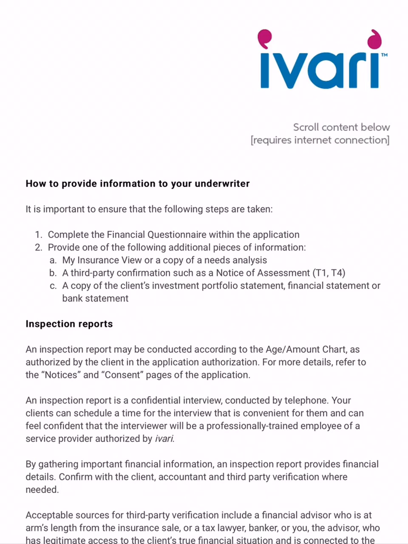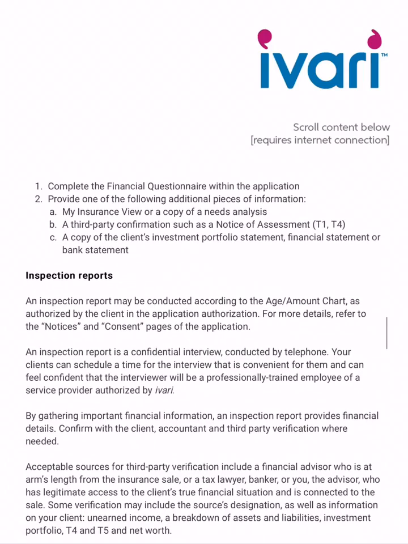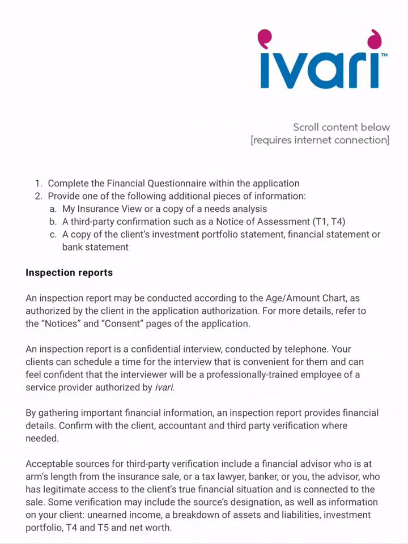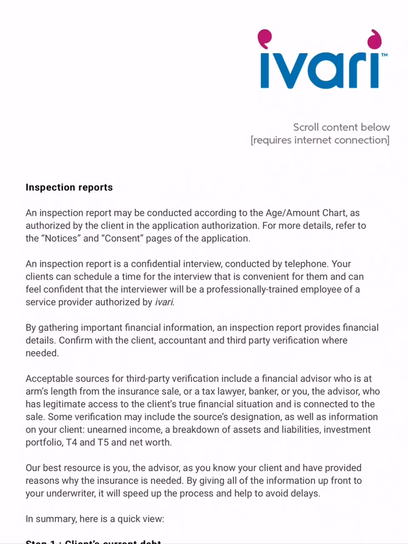Complete the financial questionnaire with the application. Provide one of the following additional pieces of information: My Insurance View over a copy of the needs analysis, or third-party confirmation such as a notice of assessment, a copy of the client's investment portfolio assessment, financial statement, or bank statement. Inspection reports. An inspection report may be conducted according to the age amount chart and authorized by the client in the application authorization. For more details, refer to the notices and consent pages of the application.